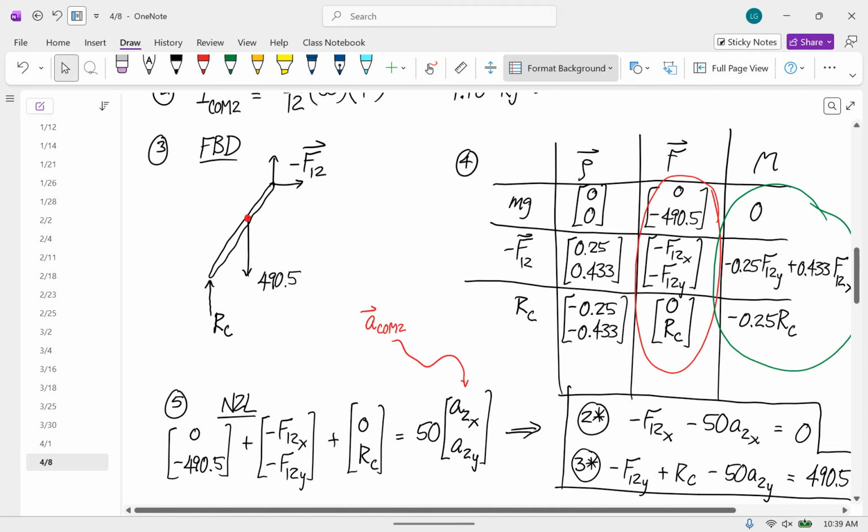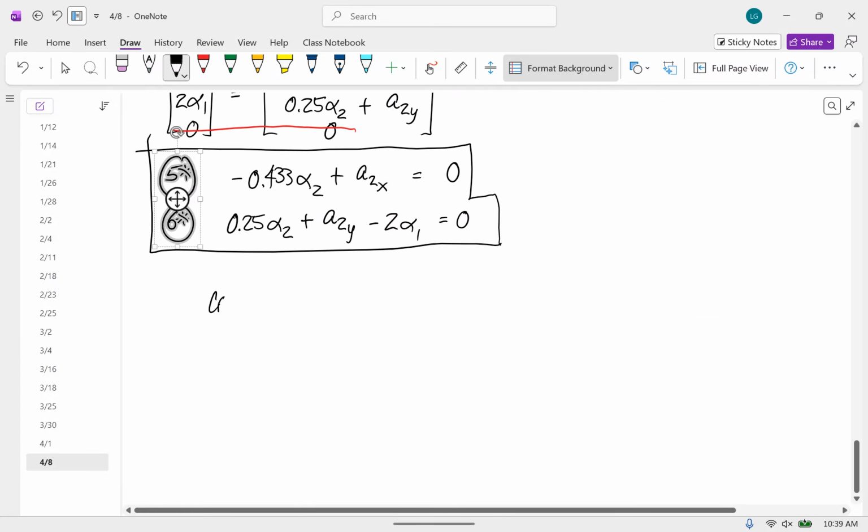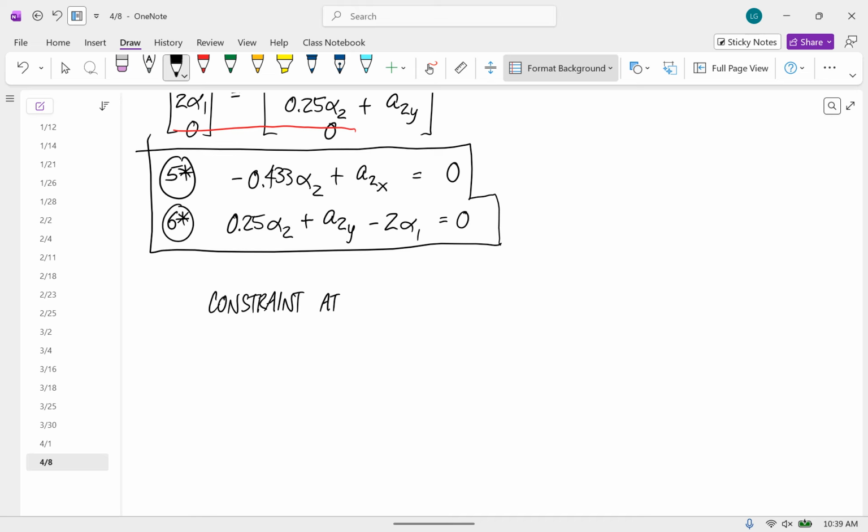Okay? We have one more constraint to go. So this is the constraint at C. And all we're doing here is saying that on body 2, that point C cannot have any upward or downward acceleration. So we're going to do that by calculating the acceleration of C using body 2. Body 1 doesn't touch C, that's why we don't care about that. And then we'll just set the y component equal to 0. So we're looking at member 2.